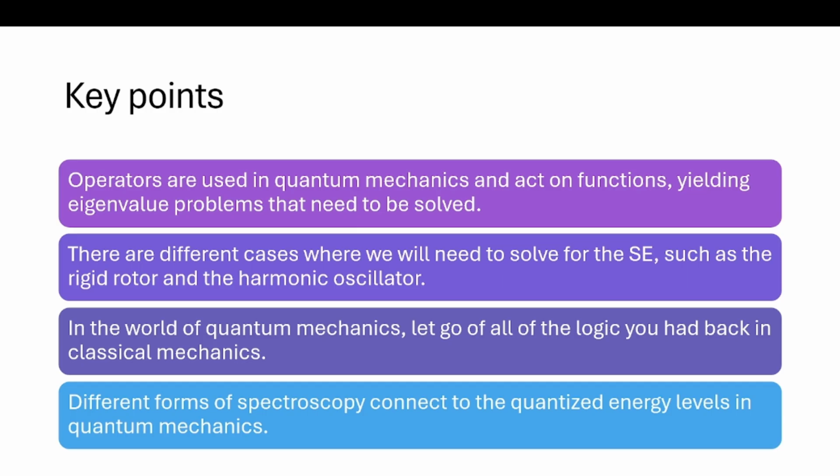And when we're solving these equations, I want you to let go of all of the logic you had back when you did classical mechanics. As you can see, we've had cases where the potential can be more than the total energy. And as for the final point, based on these quantized energy levels, both rotational and vibrational, we can get different forms of spectroscopy and we can calculate spectra and match them up to experimental spectra.